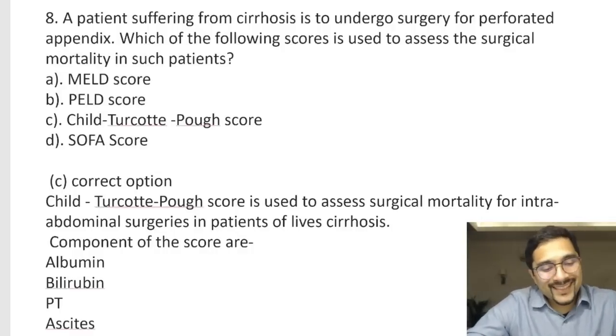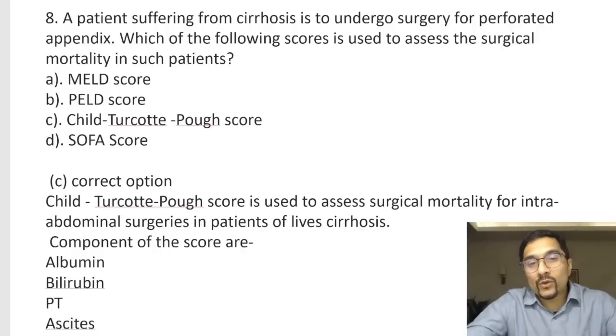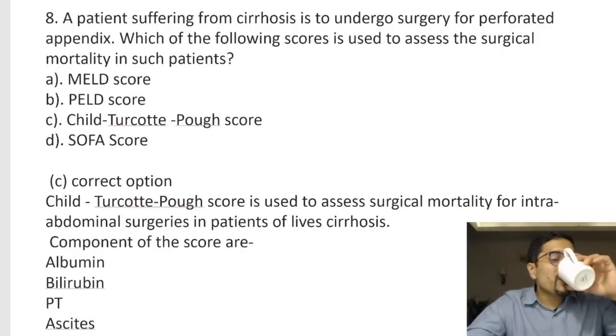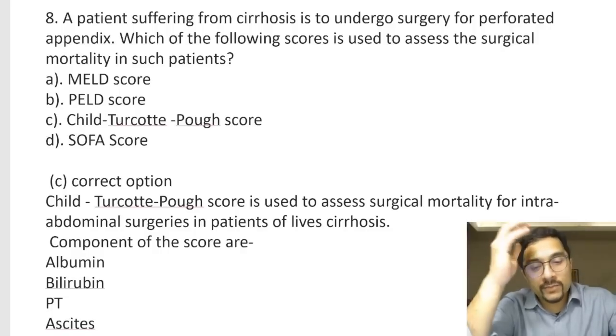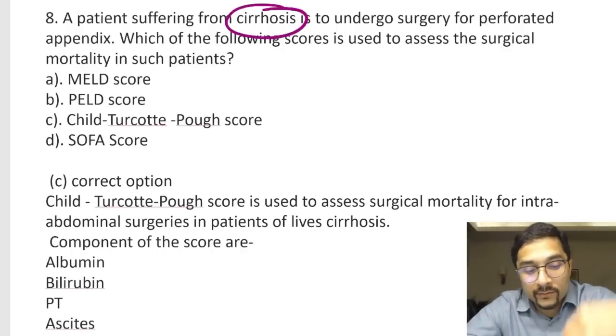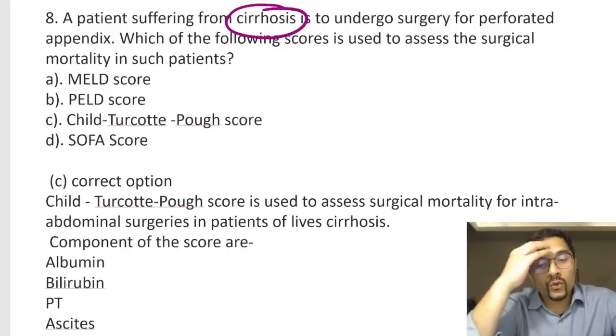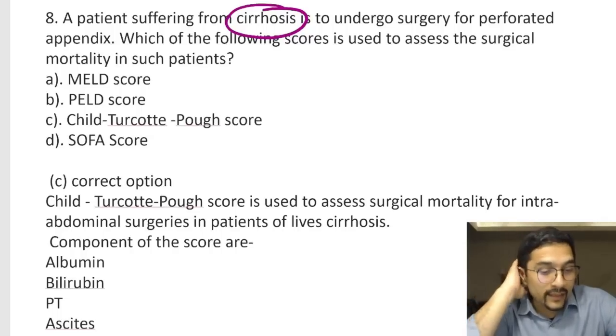Now, this question you need to read carefully because if you don't read it carefully, you can go wrong. A patient suffering from cirrhosis, right? So they've given a hint that the patient is suffering from cirrhosis and is ready to undergo surgery for a perforated appendix. Which of the following scores would be used to assess surgical mortality?